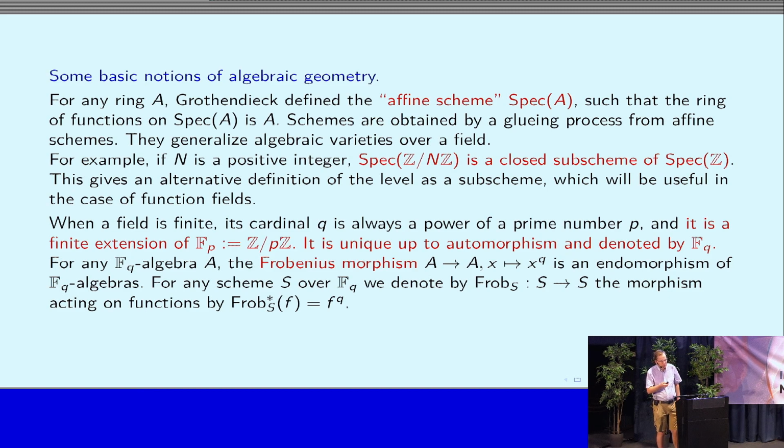Now I have to recall finite fields, I apologize. Finite fields have cardinality a power of a prime number p, and they are finite extensions of F_p, which is Z over pZ. For any q, a power of p, the field with cardinality q is unique up to isomorphism and denoted by F_q. Then for any F_q-algebra A, we have the Frobenius morphism from A to A, which is an endomorphism of F_q-algebras, x maps to x^q. And for any scheme S over F_q, we denote by Frob_S the morphism which acts on functions by Frob star of f. So Frob star of f is just the composition of f and Frob. And this is over F_q.